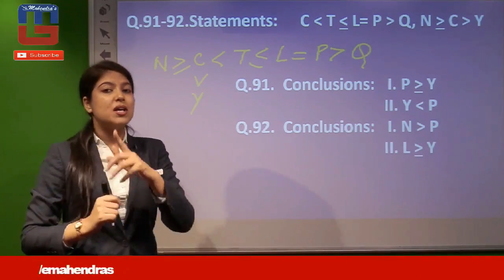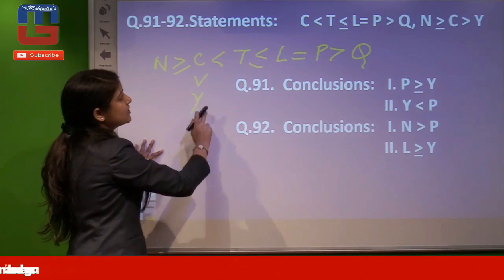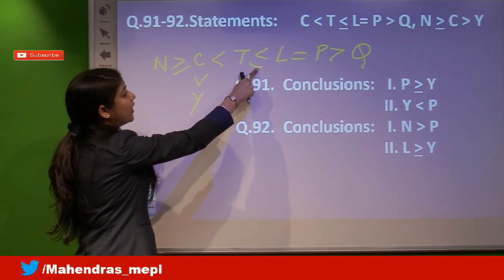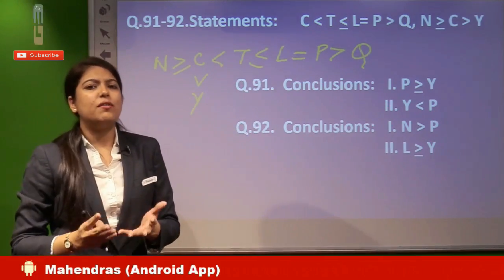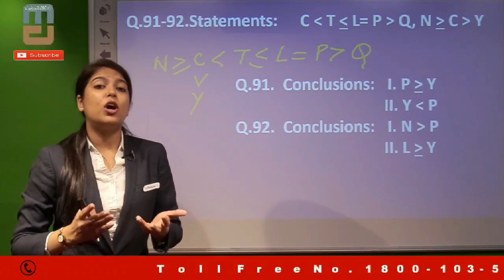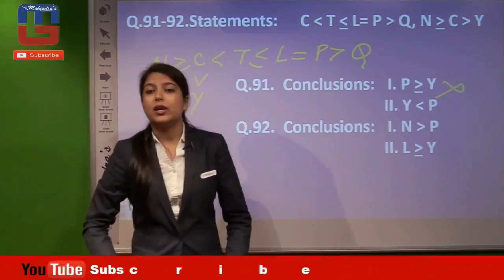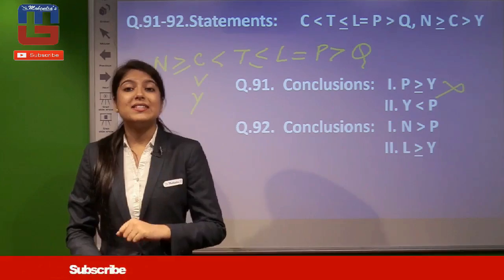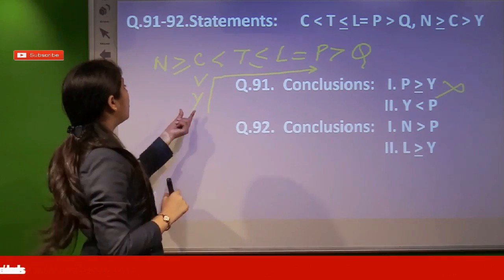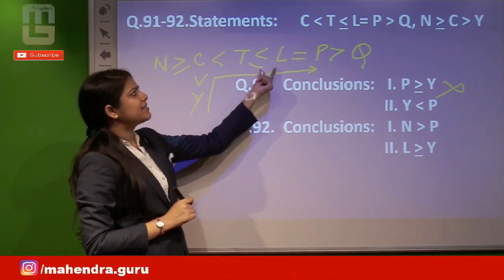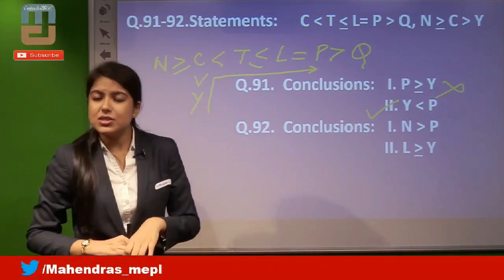Question number 91 demands P greater equal Y. Directly we can see P greater equal Y, no chance. Why? Because here we can find one greater equal sign towards the P part, but here or here, no. So the weakest sign, the greater equal or lesser equal sign, would not be considered further. So P greater equal Y would be a false conclusion. Talking about the next one, Y lesser P, going from Y to P. Yes, now this would be the true one because Y is lesser than C, C is lesser than T, T is lesser equal L, and L is equal to P.